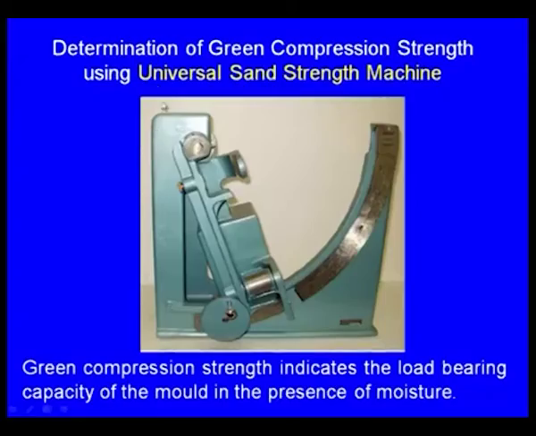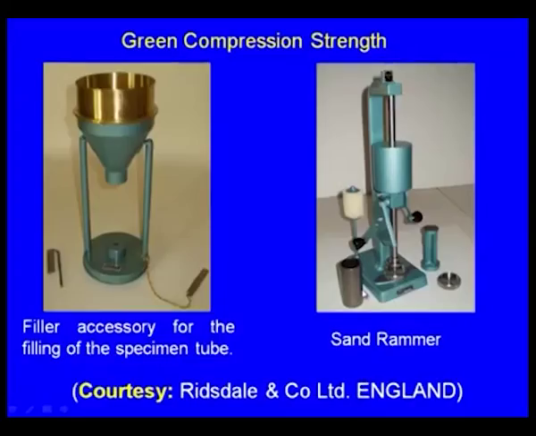So the molding sand is easily placed into the tube. Now there is a universal sand strength machine. You can see this is the universal sand strength machine. Now we have to prepare the sand specimen. Into this tube we place the molding sand, and using the rammer we make the rams, and the sand will be compacted. Here we can see this is the specimen separator.